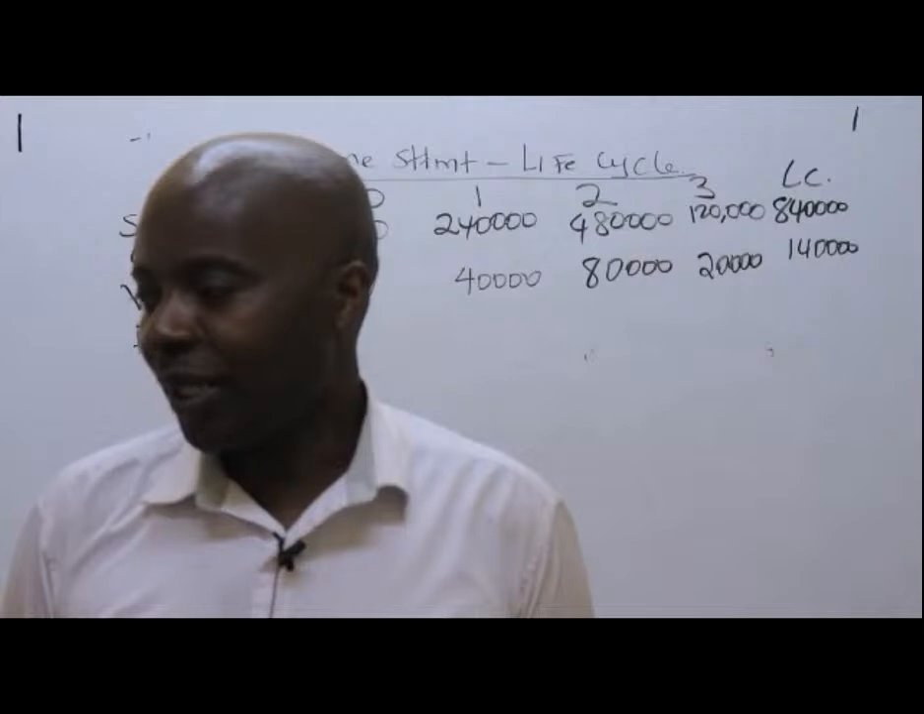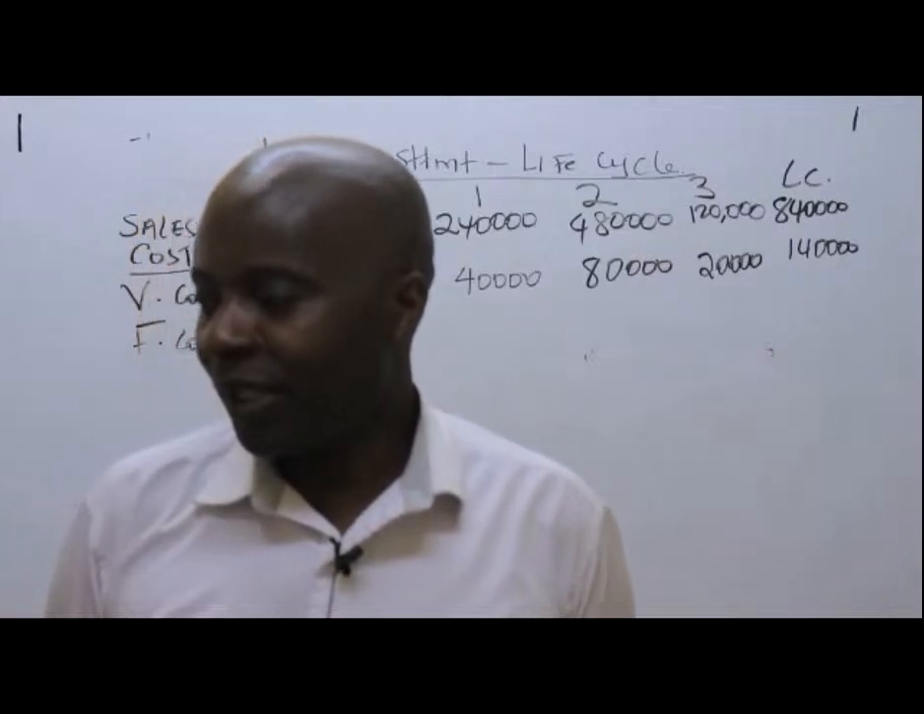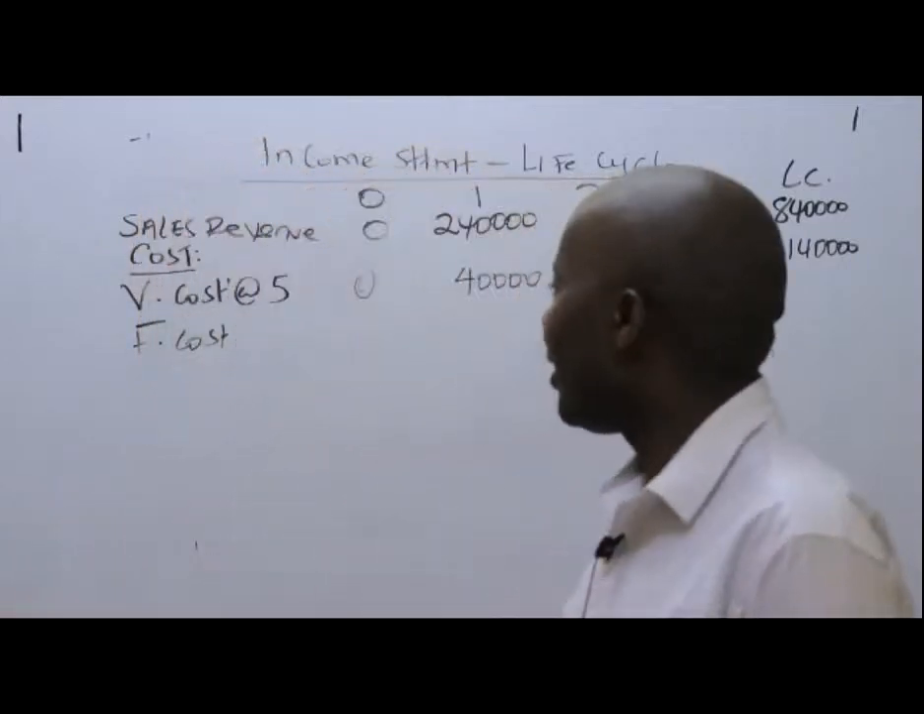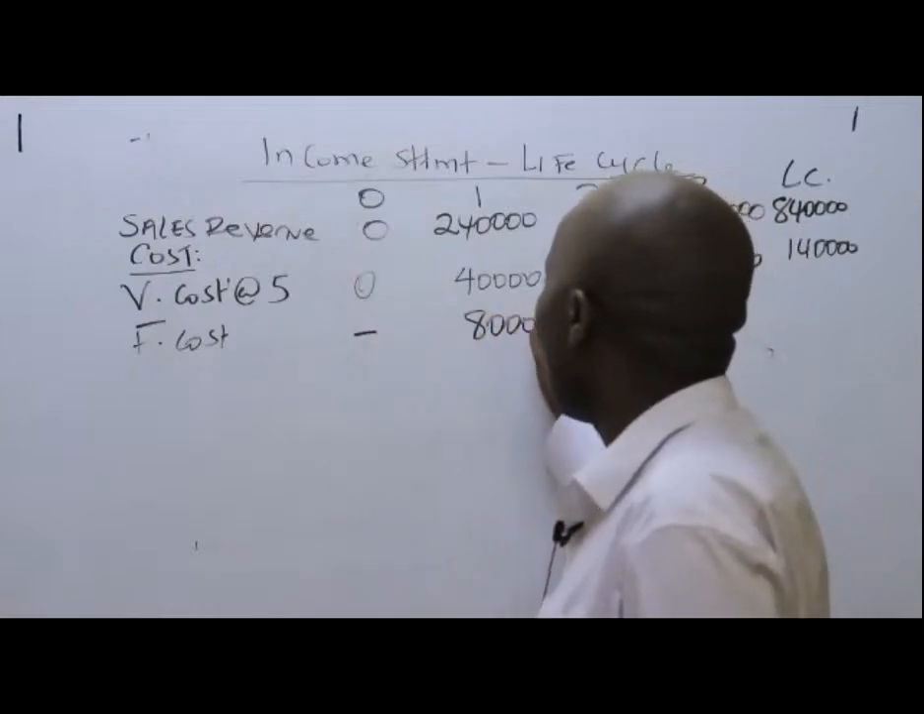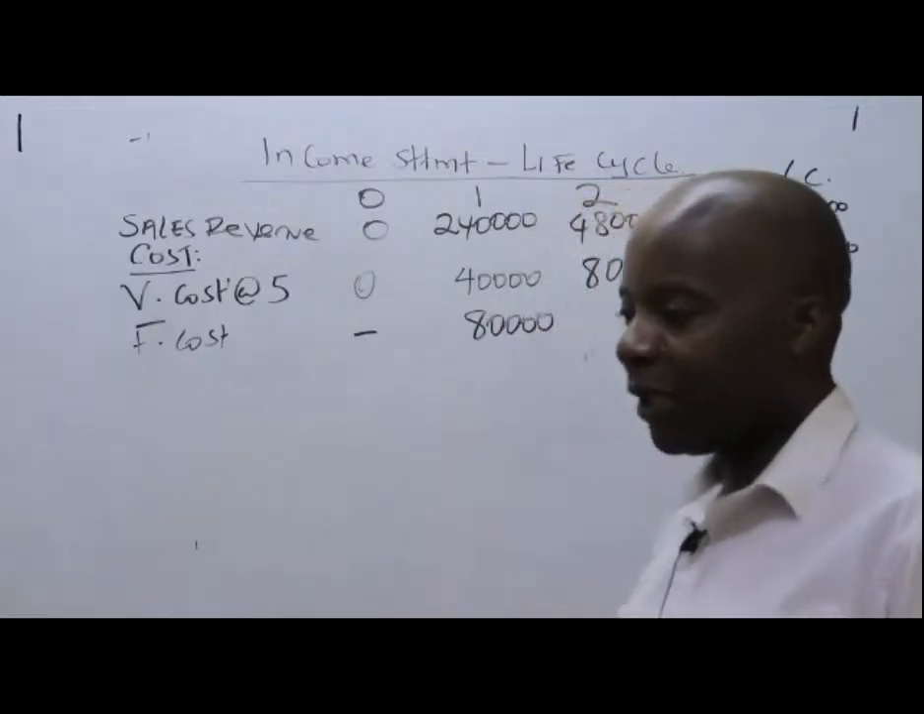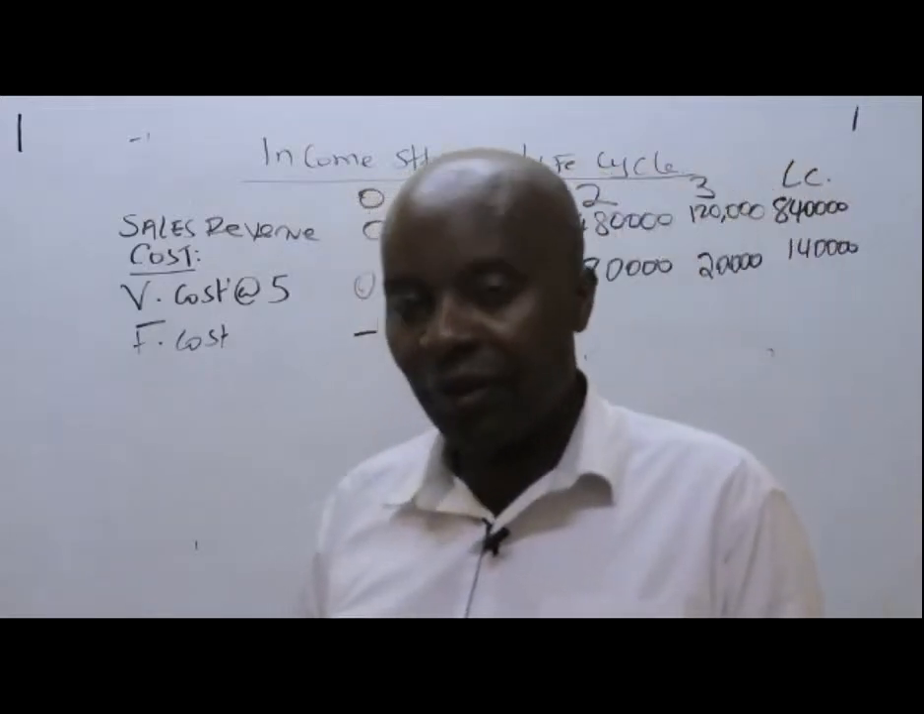So Teresa gives me 80,000 for year 1. How about year 2?